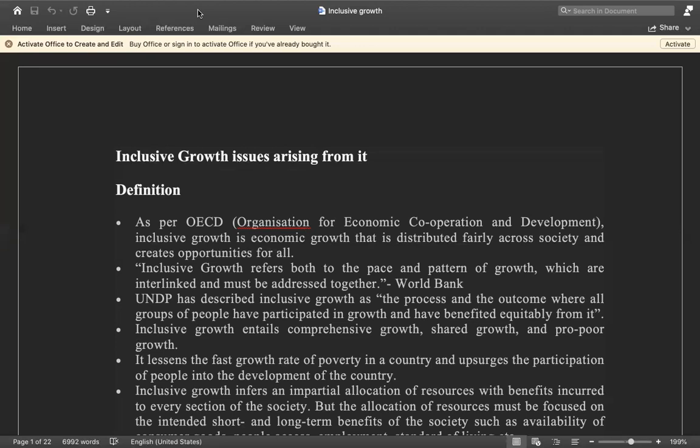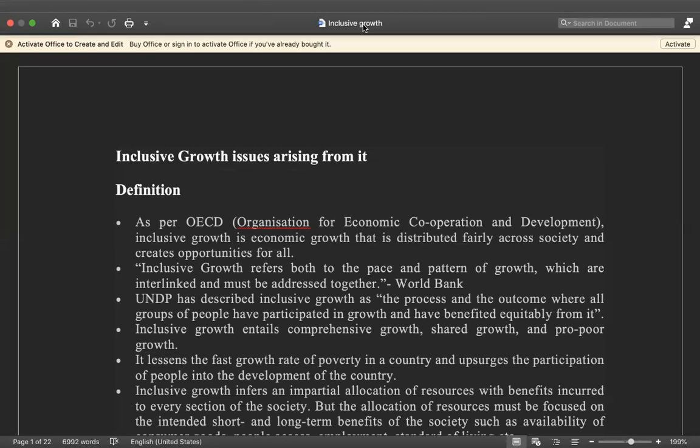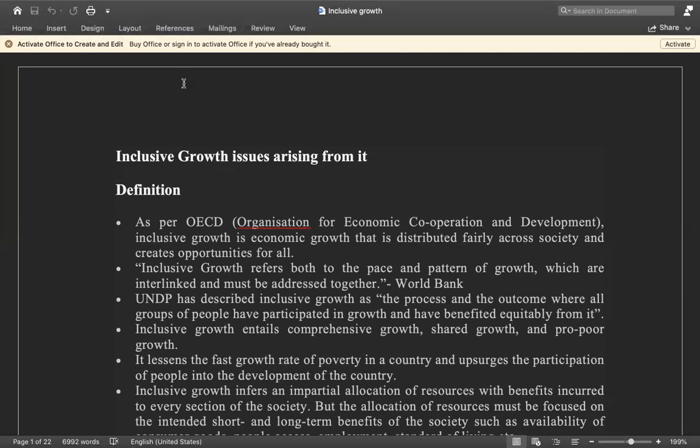So here, inclusive growth entails comprehensive growth, shared growth, and pro-poor growth. Comprehensive, it covers everyone, everything. Shared growth means they need to share. And pro-poor growth: till today also, the concern of the world leaders and prominent economies, including the USA, France, Japan, Germany, Italy, any country you take, the cause of concern is inclusive growth. Rich become richer day by day, poor become poorer day by day. So all these issues are to be settled. All these issues are to be addressed under inclusive growth, aren't they?